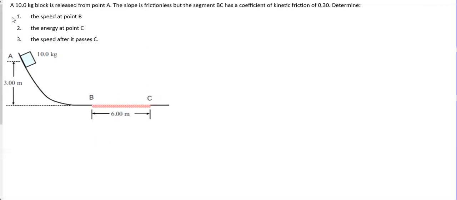So there's three parts to this. Question one, what is the speed at point B? Question two, what is the energy at point C? And part three, what is the speed at point C? So this question has two main parts.